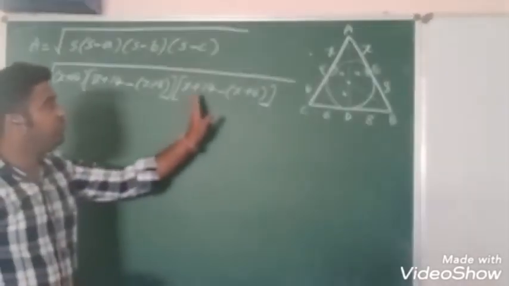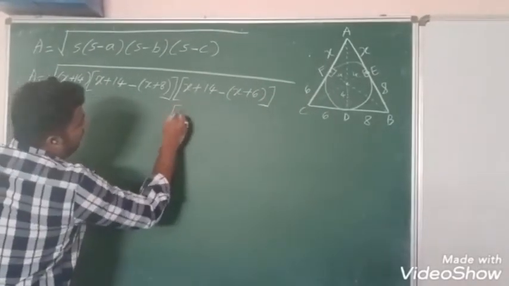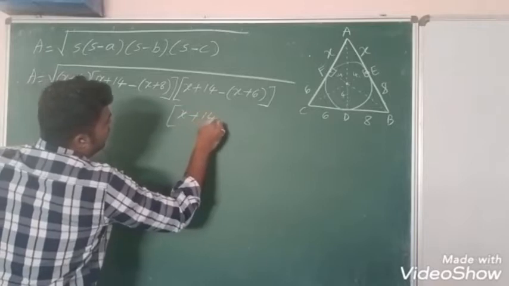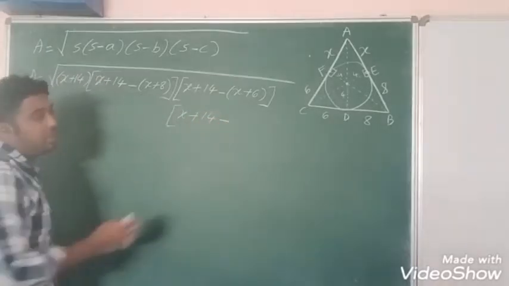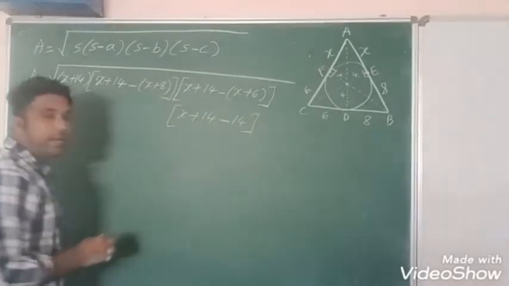Another bracket is there which you should write beside this only, but I don't have it right here. S minus C, that is nothing but x plus 14 minus C, which is this side, you can say 6 plus 8 is nothing but 14. You can close the bracket.